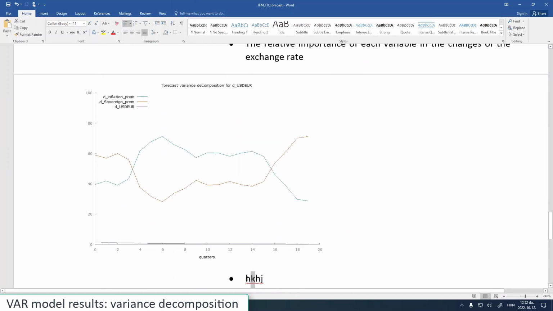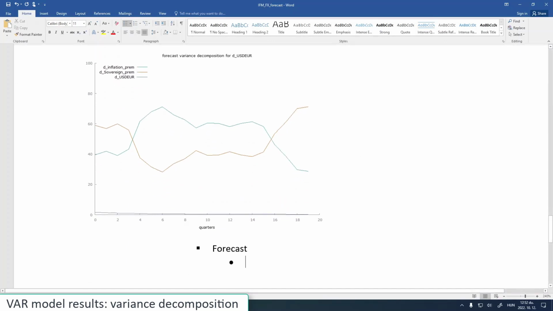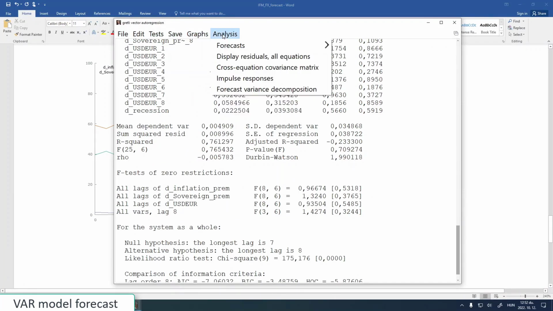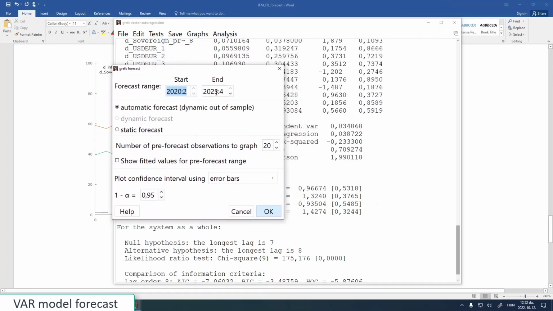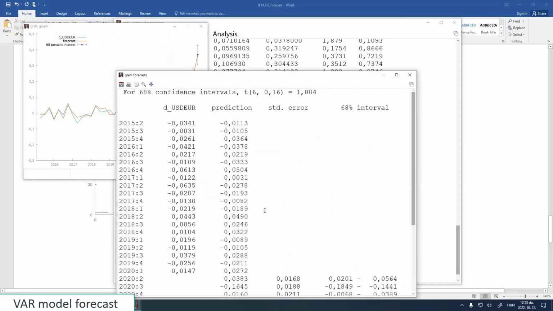Okay, and finally we can do the forecast. So analysis, forecast, US dollar. And then we can see that, oh, there is the forecast range. Automatic dynamic forecast out of sample. Yes, show fitted values to pre-forecast range, because in this case we can test what is happening backwards. And confidence interval, well, we should reduce it to 68. Yeah, please don't. Okay, it's not failing.